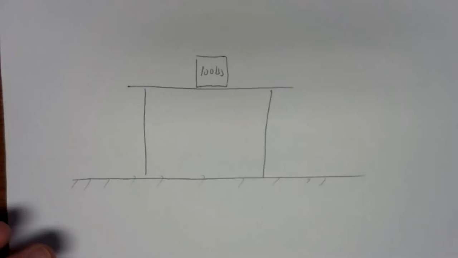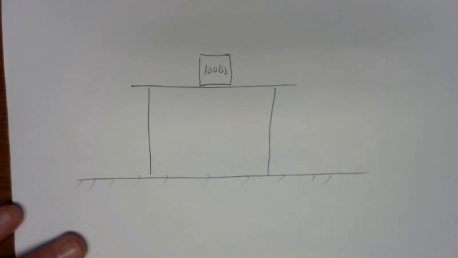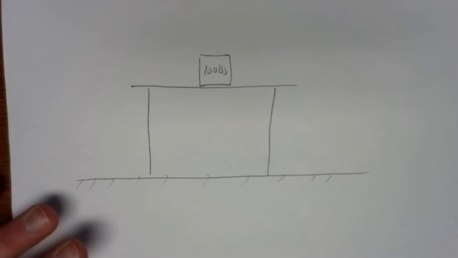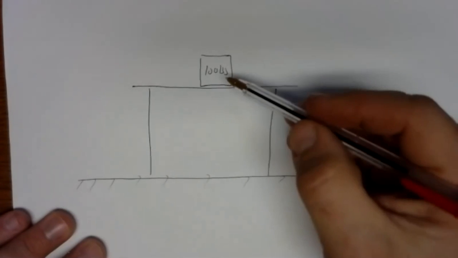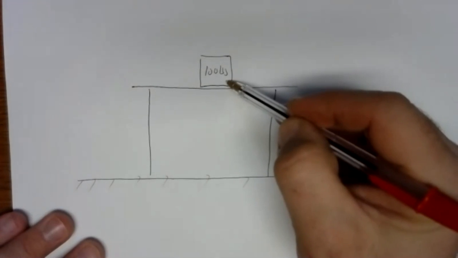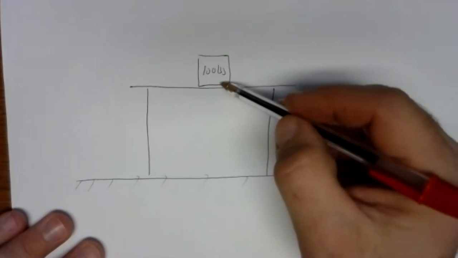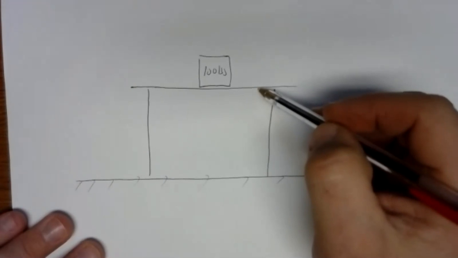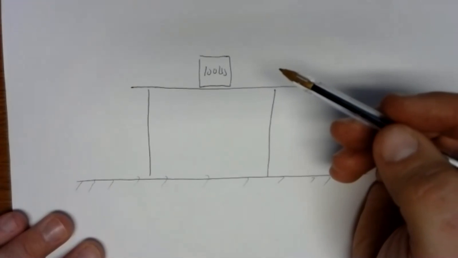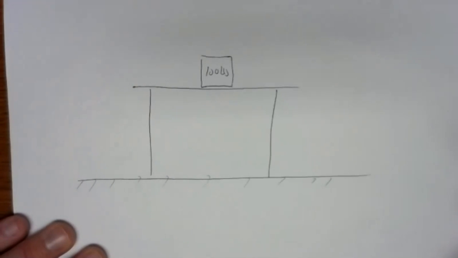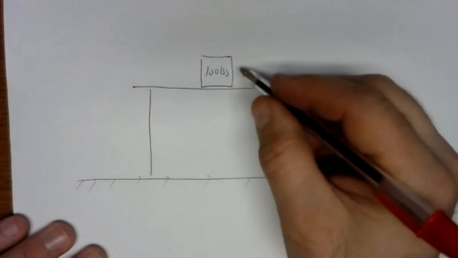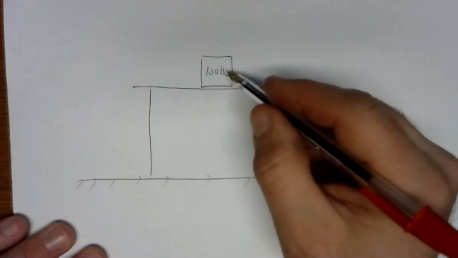In order to analyze a system, in order to figure out what's going on with it, we have to decide what our system is. So we have to pick one of these to be our system. And most often, it's going to be whatever object is sitting on top of some structure, some support. And usually it's clear from the problem what the object of interest is. In this case, it's the 100-pound force. So we need to figure out what are the forces acting on this 100-pound box.